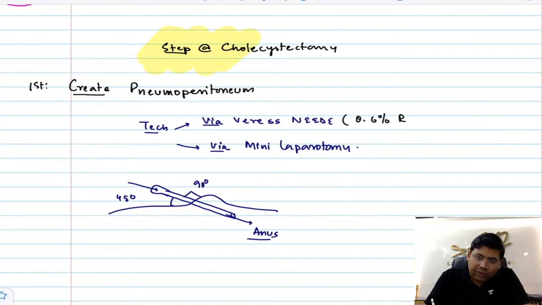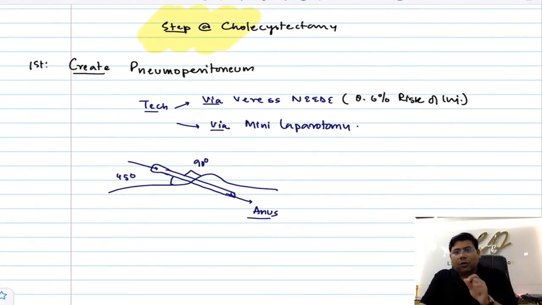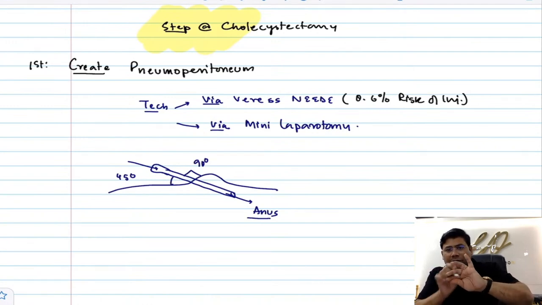What is the advantage of using the venous needle is that it has 0.6% risk of injury. And why does it have 0.6%? Because of a beveled end. The moment it loses the resistance, the moment it goes inside, the beveled end points out, and yes, it is not going to damage the structures.